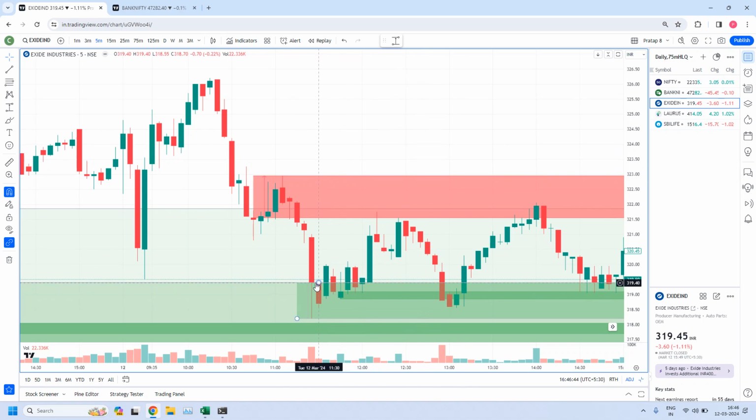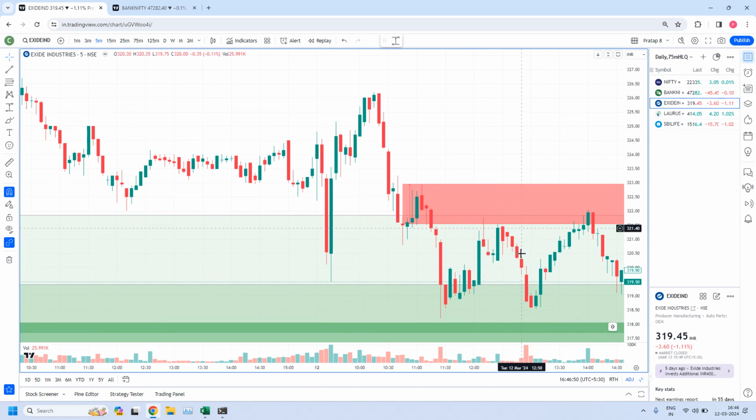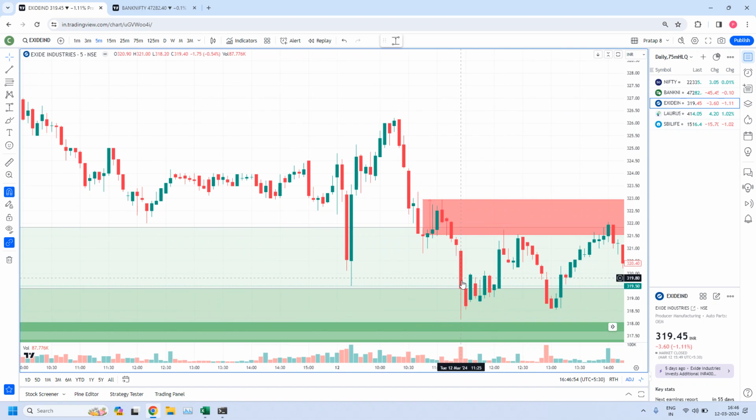First, let me delete this. Why I am deleting, I will explain. Because this is today's price action during the live market. So this is the candle when today at 11:25 candle it reached the zone.